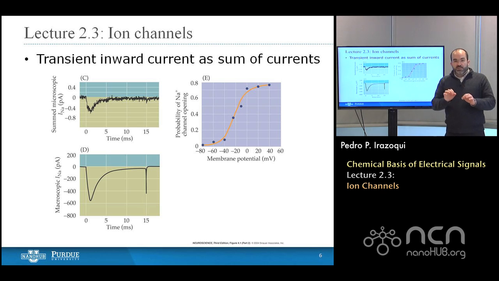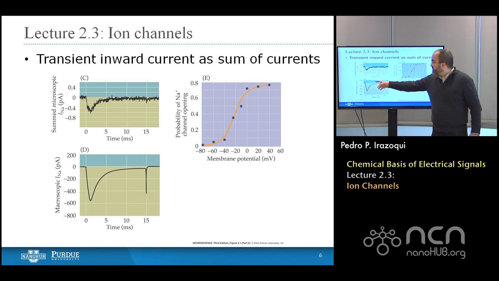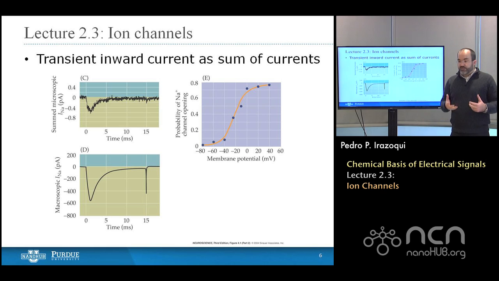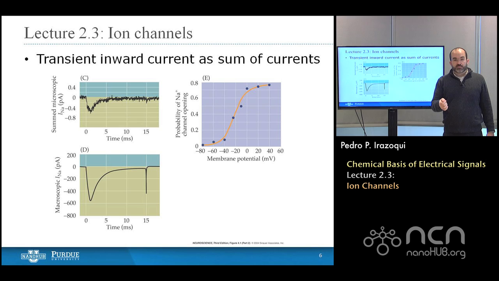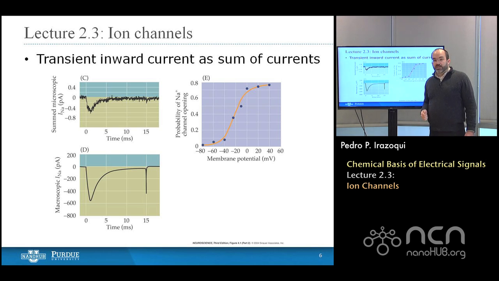So all of these individual signals add up to the transient inward current, and that confirms for us what we had expected, which is that it's the sodium ion channels that are leading to the transient inward current, and it's the transient inward current that accounts for the depolarization of the neuron during an action potential.